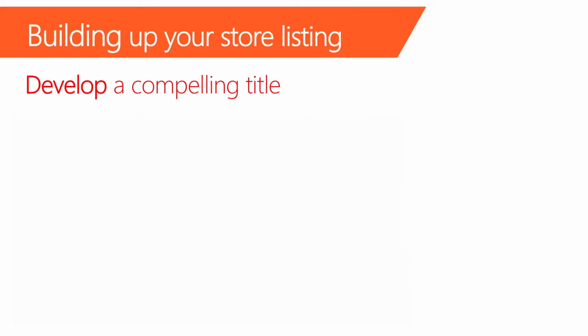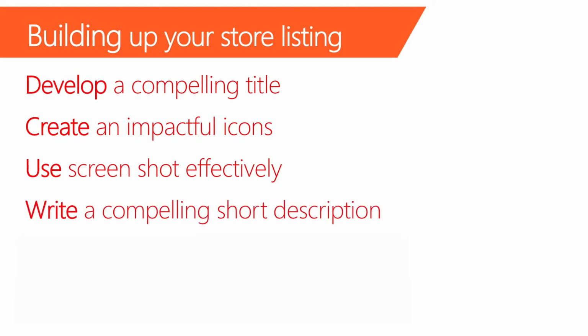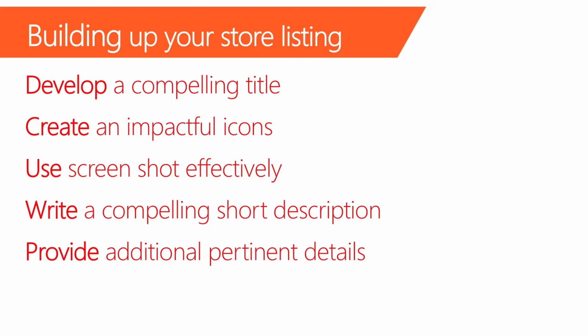You can make it easy for customers to see the value in your solution by building up your store listing. Develop a compelling title that reflects your solution's function and captures your audience's interest. Create impactful icons, use screenshots effectively, and include details such as links to product videos in your store listing. Write a compelling short description that speaks to the problem you're solving for your customer segment. And lastly, provide additional pertinent details in your long description.